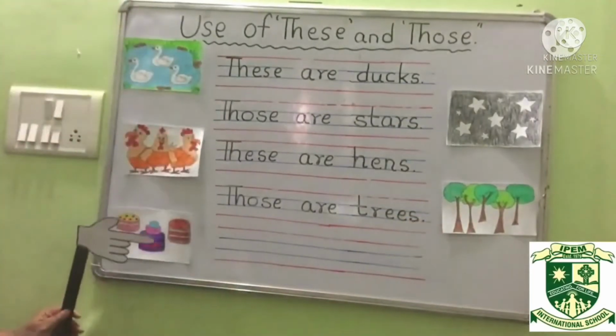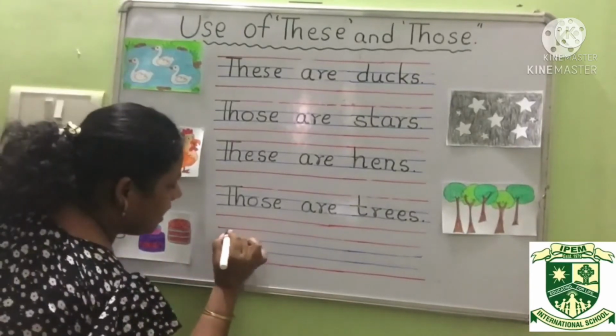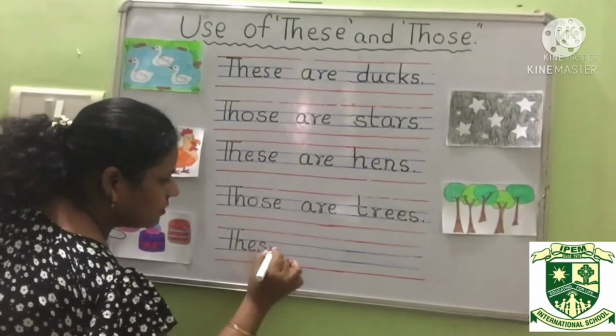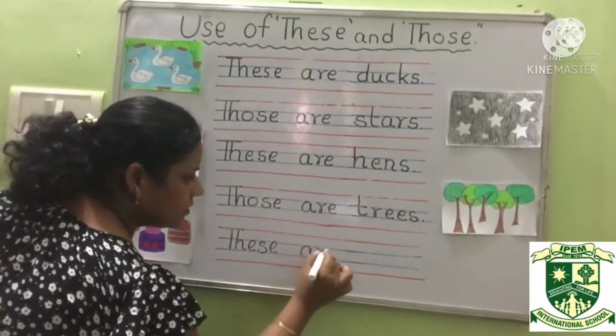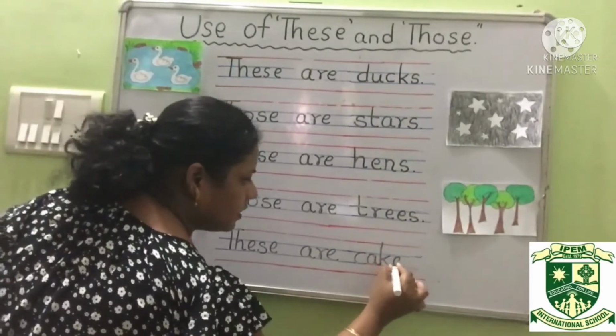Now we'll come to the last picture. One cake, two cakes, three cakes, and it's close to the pointer. So what will we say? These are cakes. These are cakes.